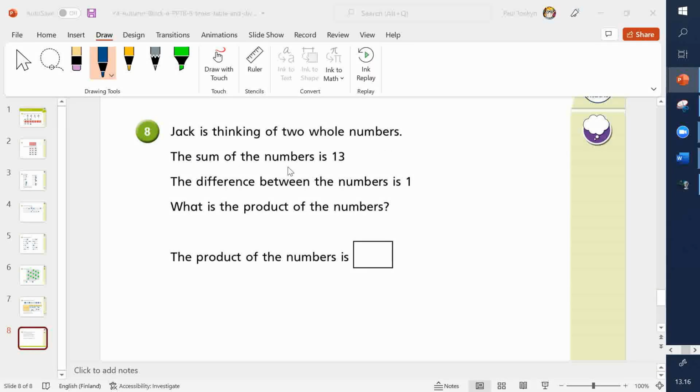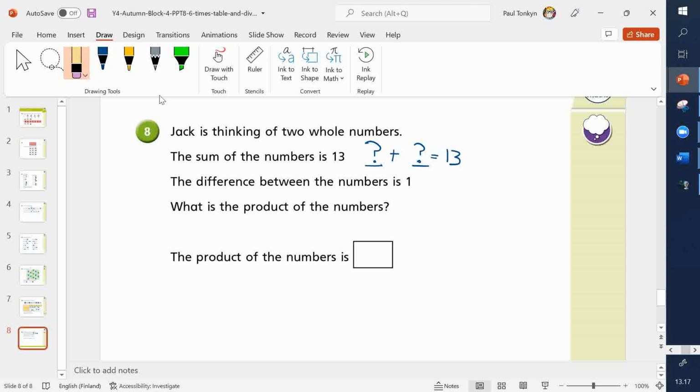Okay, Jack is thinking of 2 whole numbers. The sum of the numbers is 13. Right, so sum, what does the word sum mean? Exactly, that means addition. So you're adding. So in other words, we have 13 here, and equals, we have a number that we don't know, plus another number that we don't know. That makes 13.